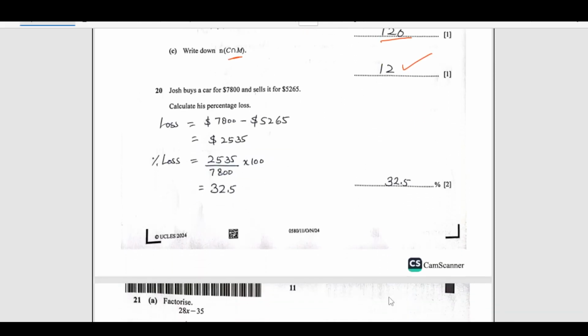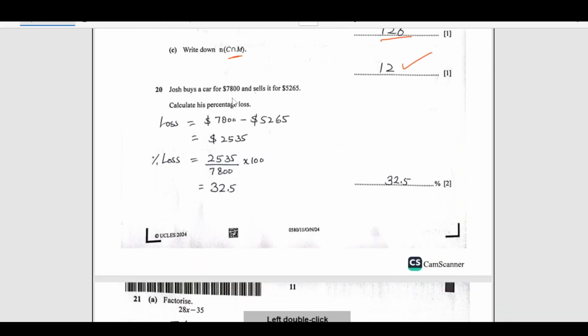Now number 20, Josh buys a car for $7,800 and sells for this much. Calculate the percentage loss. First of all, we will calculate the loss by subtracting these two. So we have 2,535. Percentage loss is always loss over the original price. Original was here 7,800. So divided by 7,800 times 100, that will give us the percentage.